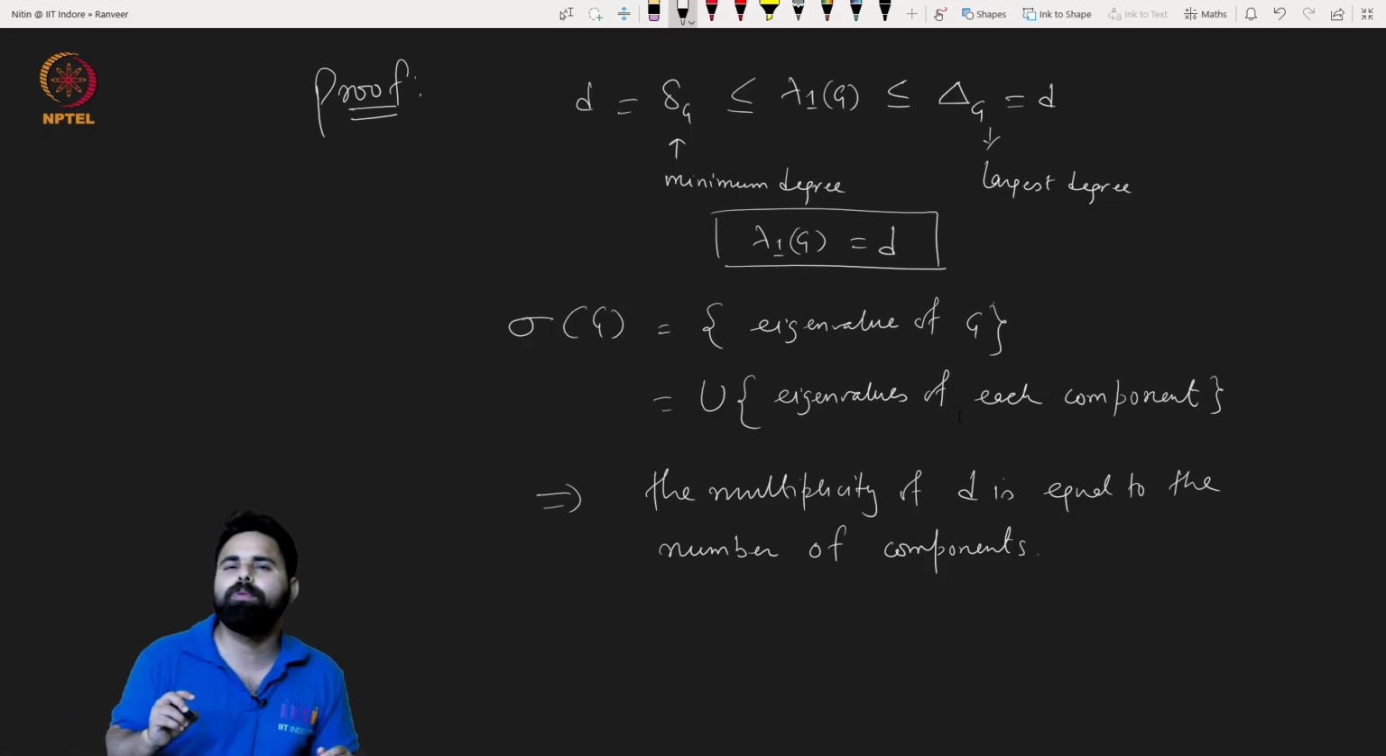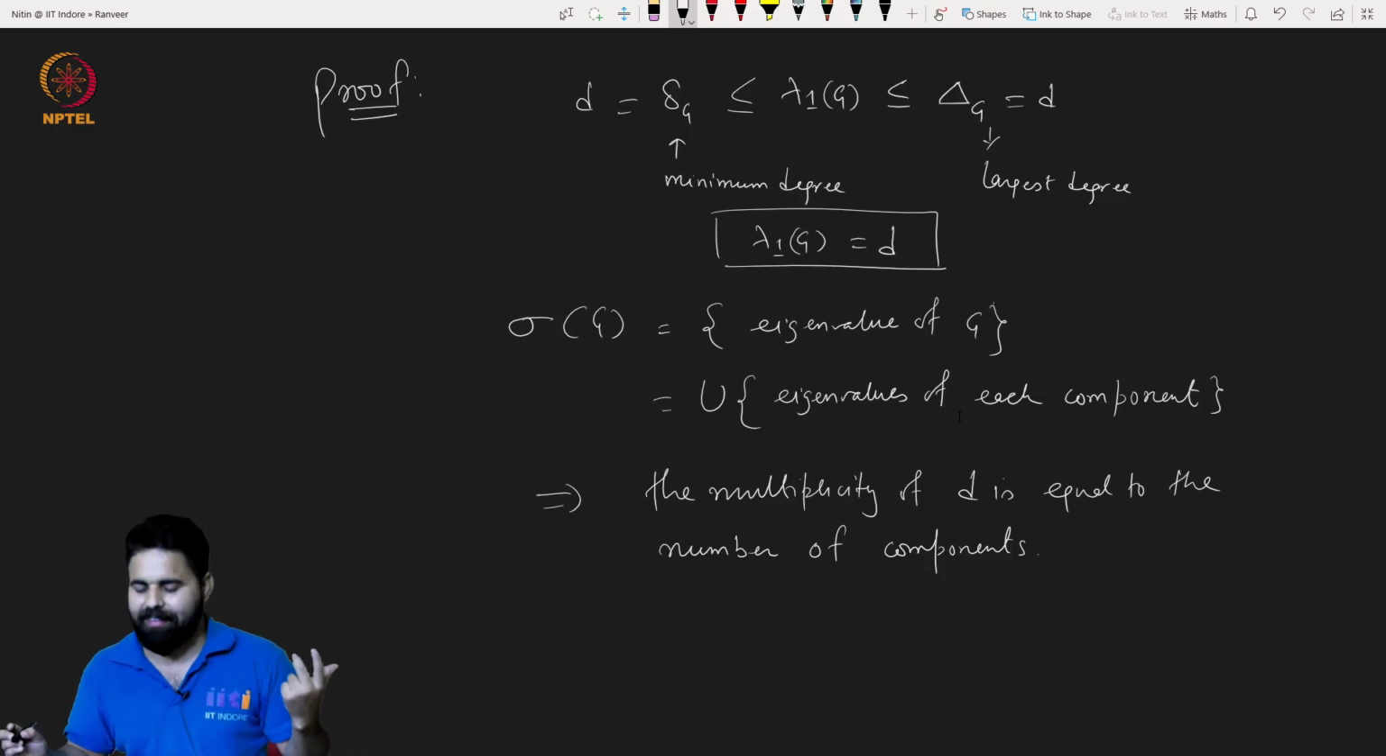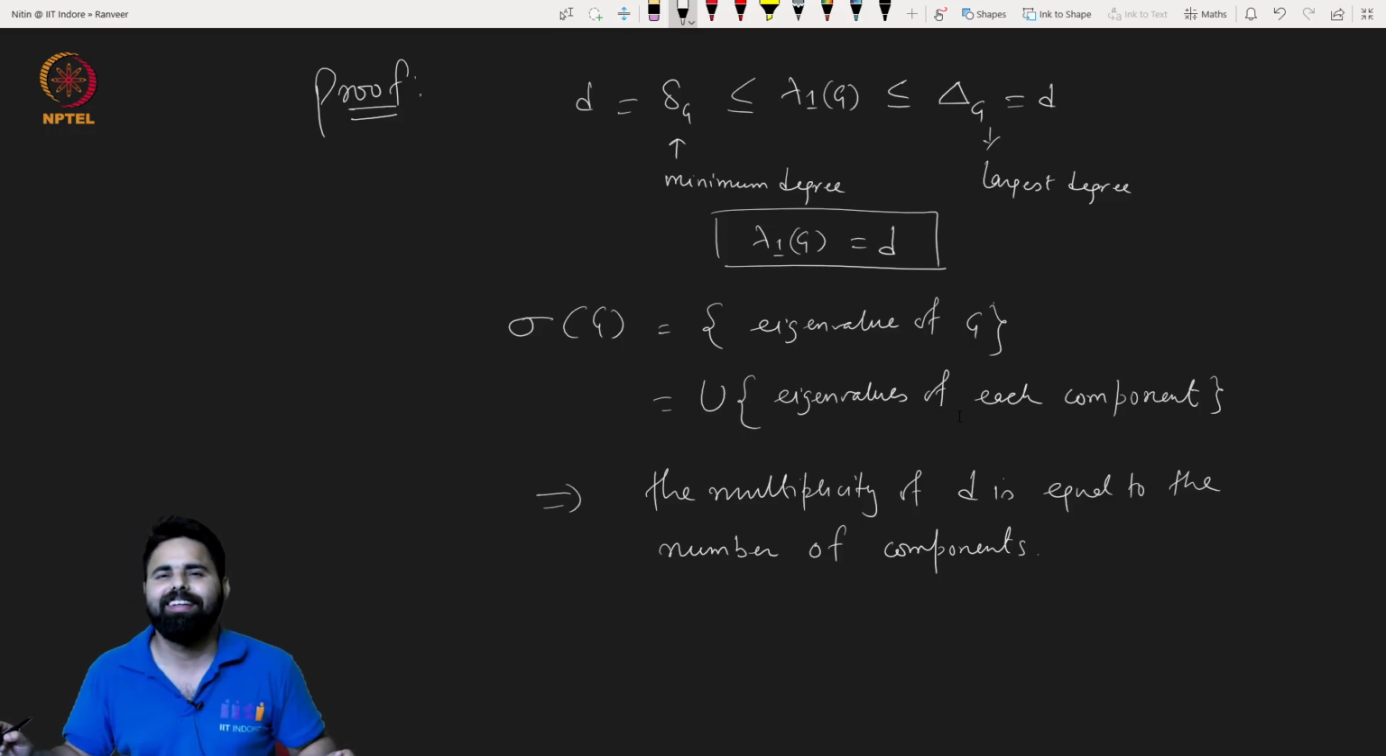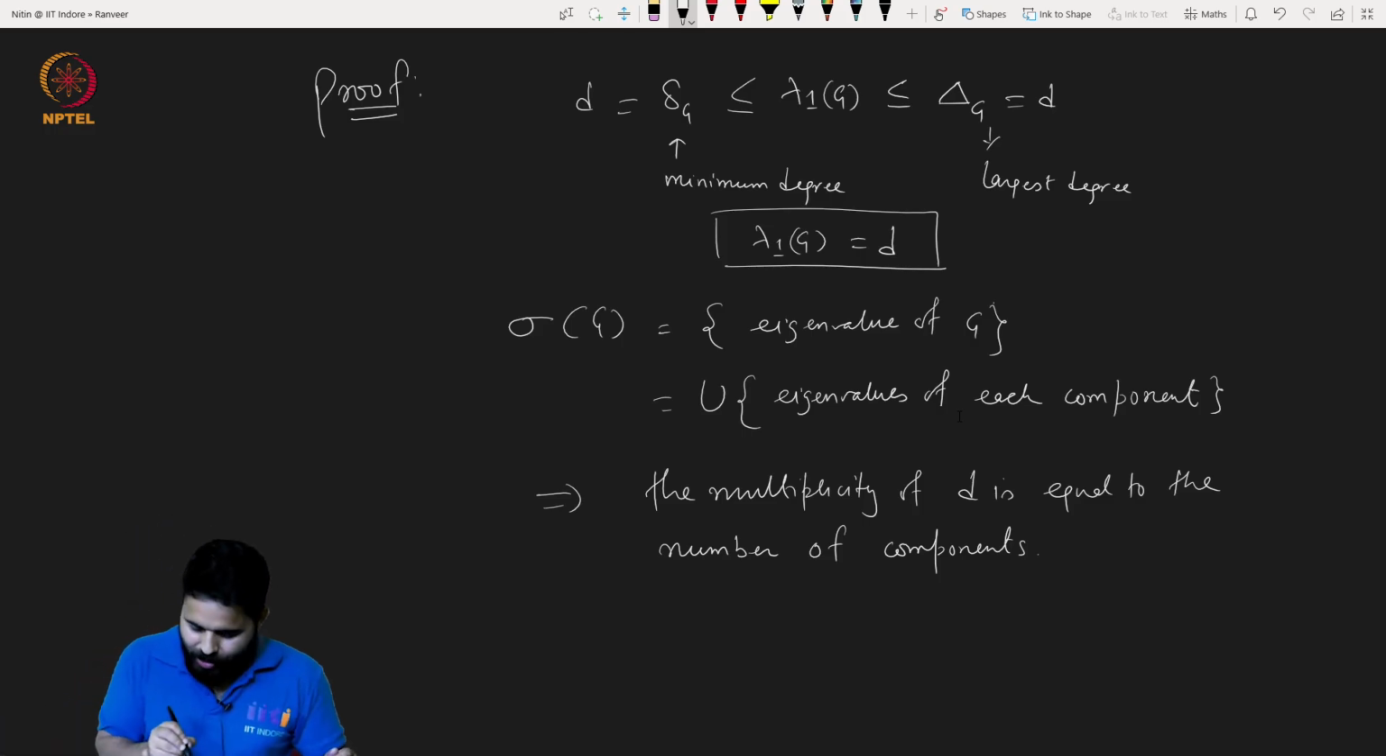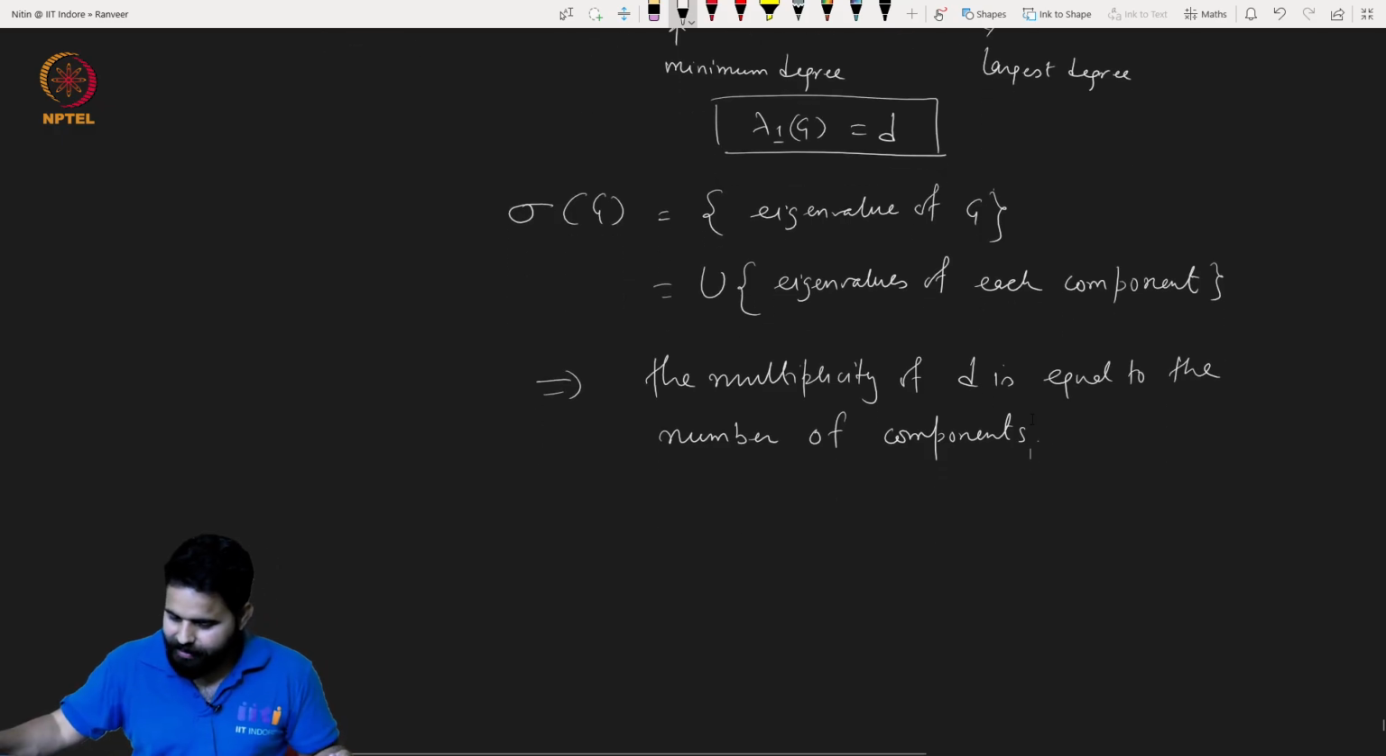Very good, so a very simple fact. In fact, we can prove something more. And by the way, what will be the eigenvector corresponding to d? Let me write it here.